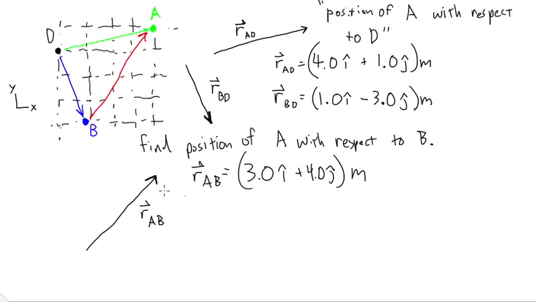So you can see here the addition of vectors r_BD. Remember, this vector points to B from D. So it's the position of Bobby with respect to Dad plus the position of Alice with respect to Bobby. Okay, so now this red one, the position of Alice with respect to Bobby, is equal to the position of Alice with respect to Dad.